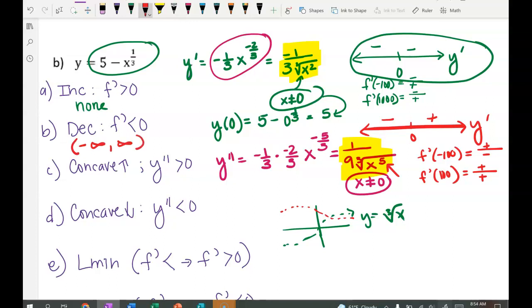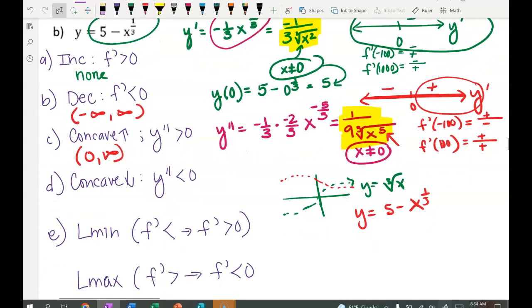We include all the way to infinity because even though the first derivative does not exist at 0, the value of the original does exist. Because the original is 5 minus x to the 1/5, it's decreasing the entire way. Concave up is when the second derivative is positive. So it's going to be on the right side, from 0 all the way to infinity. Concave down, if you look at the second derivative, is on the left side, so that's from negative infinity to 0.